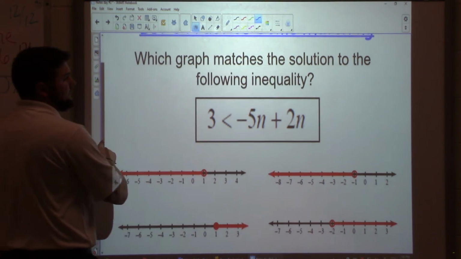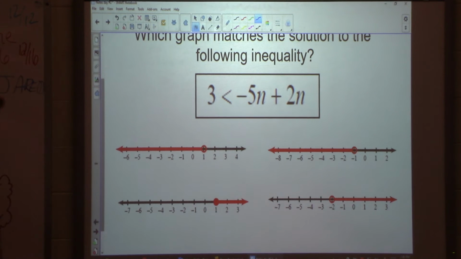Matching graphs with solutions. So, I have 3 is less than negative 5n plus 2n. I want to match it to the graph that would match it, its inequality graph. So, how would I do that?